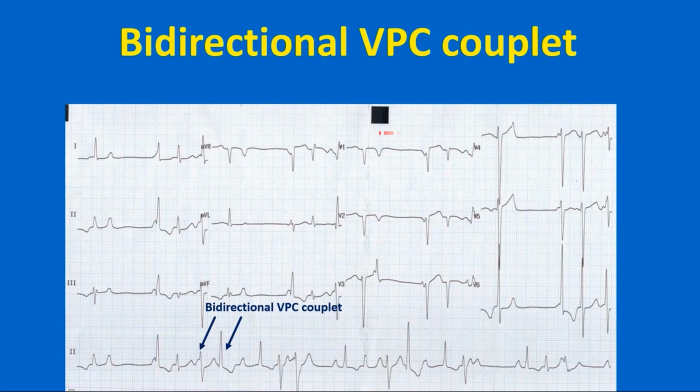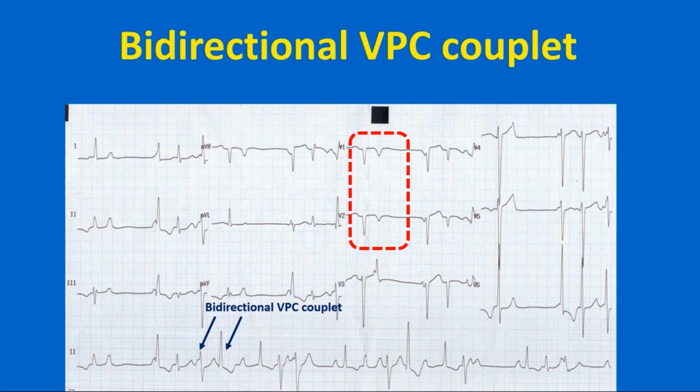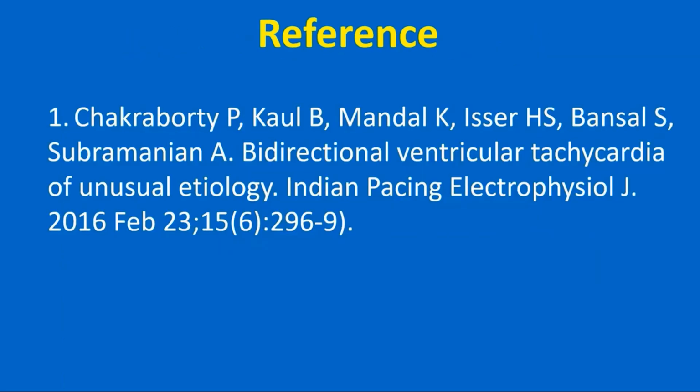In addition, there are QS complexes in V1 and V2 with a slightly curved ST segment and T wave inversion reminiscent of an old myocardial infarction. Bidirectional VPC and bidirectional ventricular tachycardia can be seen in digoxin toxicity, Anderson-Tawil syndrome, the congenital long QT syndrome 7, catecholaminergic polymorphic ventricular tachycardia, myocarditis, myocardial infarction, and metastatic cardiac tumors. Reference for bidirectional ventricular tachycardia.